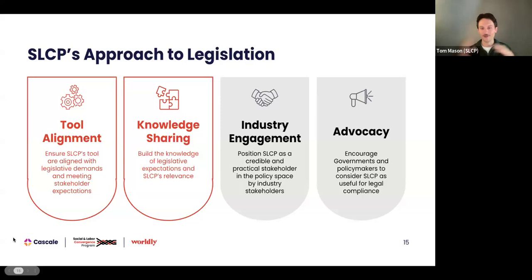As we enter this very newly regulated environment for the industry, both for brands but also all supply chain actors, the CAF data that we're capturing is going to be used more and more for legal compliance. Traditionally, this information and the way the tool was created was more for voluntary implementation of international frameworks or brands' own codes of conduct. So our job now, which is Cascale, Worldly, and SLCP together, is to ensure that our tools are fit for purpose to support navigating legislation.